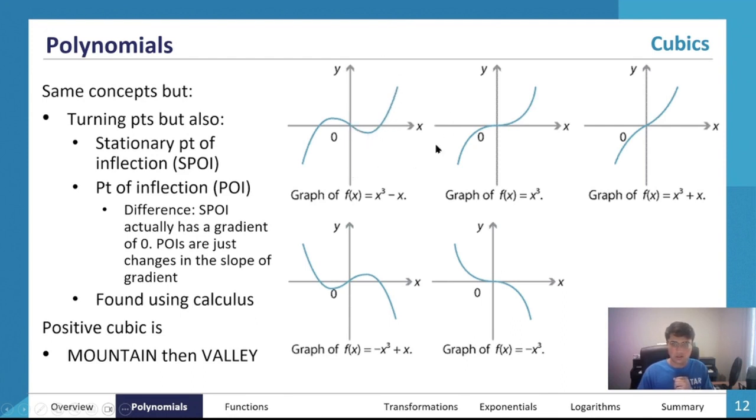Now this doesn't always apply. Sometimes you might have just a bit of a wiggle like this. It's not really a mountain and a valley. But just remember that it can have any one of these forms. In general, just remembering that it's a mountain then a valley will help you out a lot when it comes to tackling questions involving cubics.